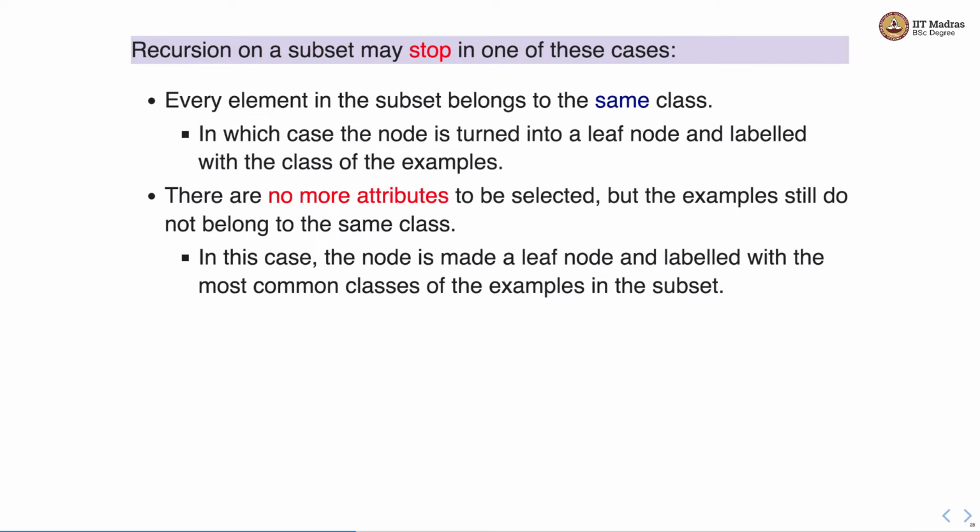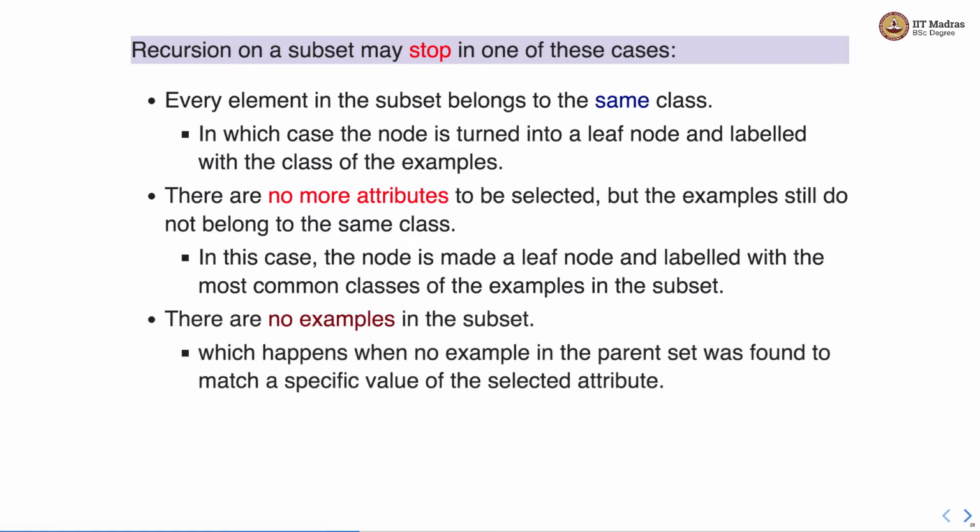The second condition could be that there are no more attributes to be selected, but the examples still do not belong to the same class. That means there is still some amount of impurity in that node. In that case also, the node is made a leaf node and labeled with the most common class of examples in that subset. The third condition for stopping is that there are no examples in the subset. When that happens, there are no examples in the parent set that match the specific value of the selected attribute, and we stop growing the tree in that direction.